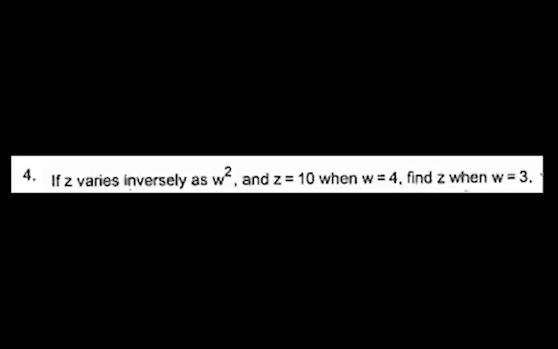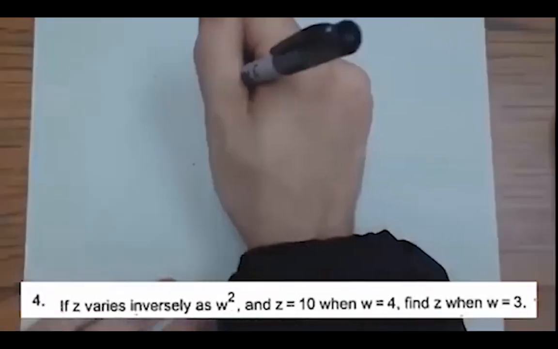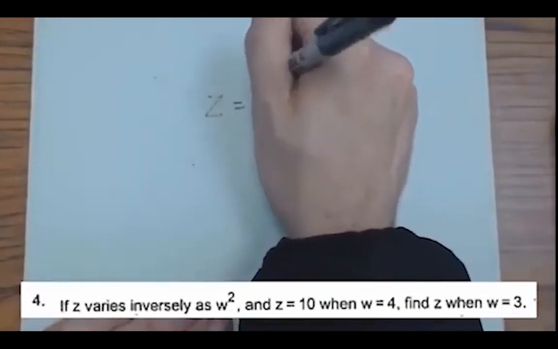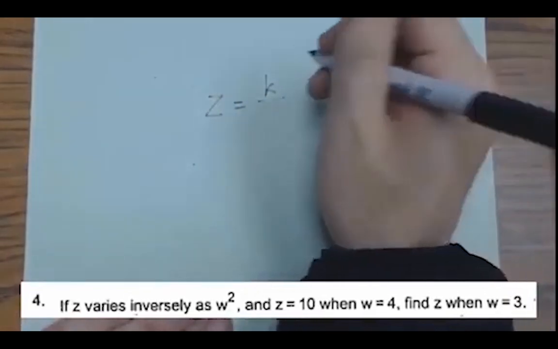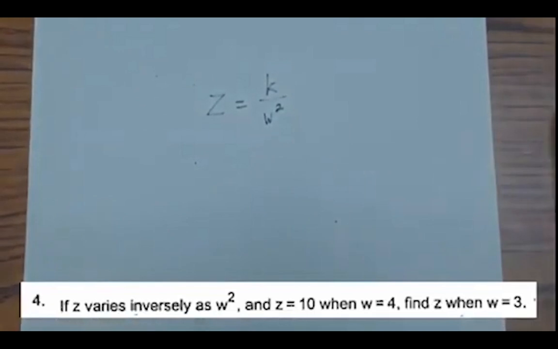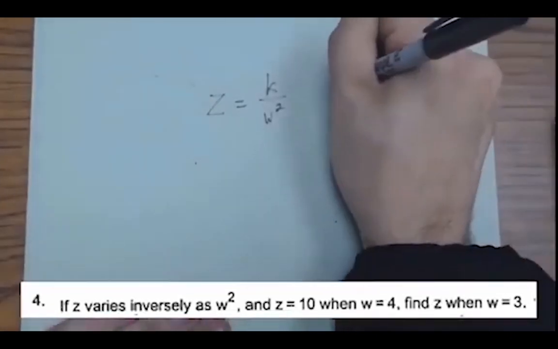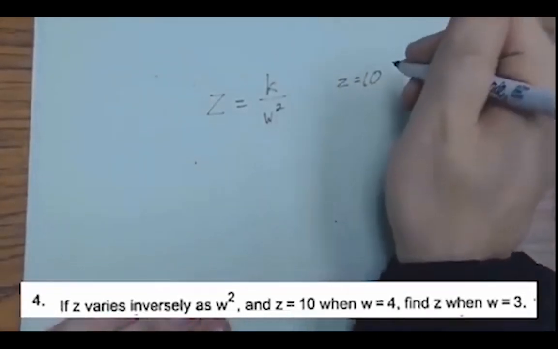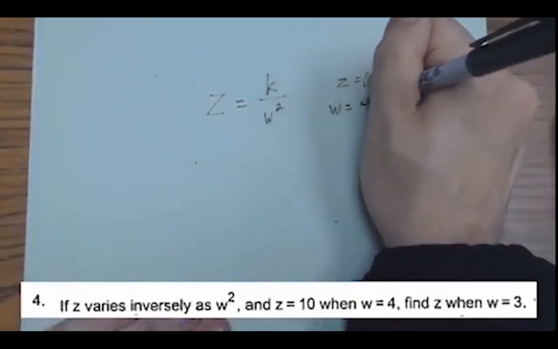Number 4. Z varies inversely as w squared. Z equals 10 when w equals 4. Find z when w equals 3. So first, z varies inversely as w squared. Z varies inversely, divide, as w squared. Don't forget the square. We're told z equals 10 when w equals 4.